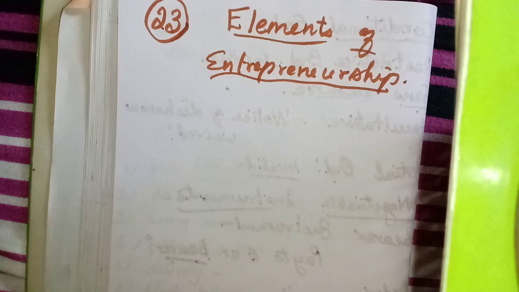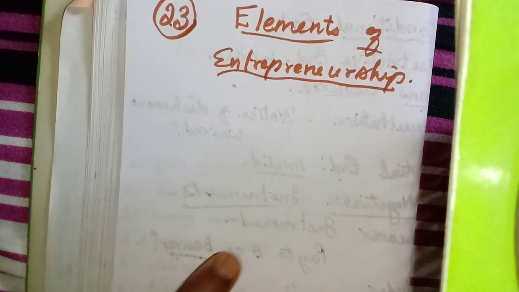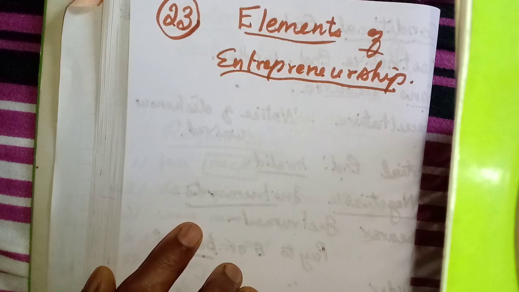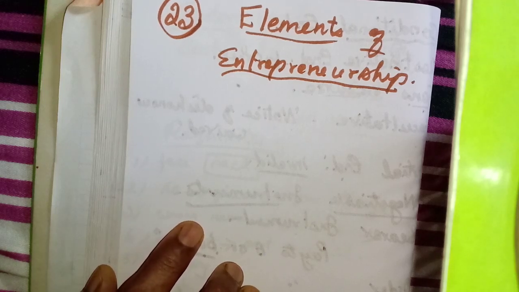So here the heading is Elements of Entrepreneurship. First you should know the meaning of entrepreneur. Who is an entrepreneur? The meaning is one who establishes an organization, a business unit. That means the owner of an organization is called an entrepreneur.